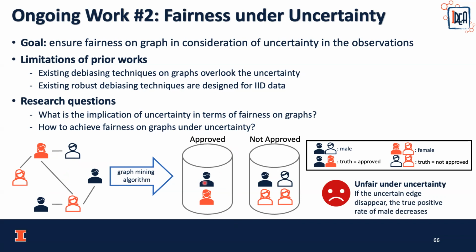And to avoid this situation, we need to answer two research questions that are: what is the implication of this uncertainty in terms of the fairness on graph, and how can we achieve the fairness on graph under the uncertainty?